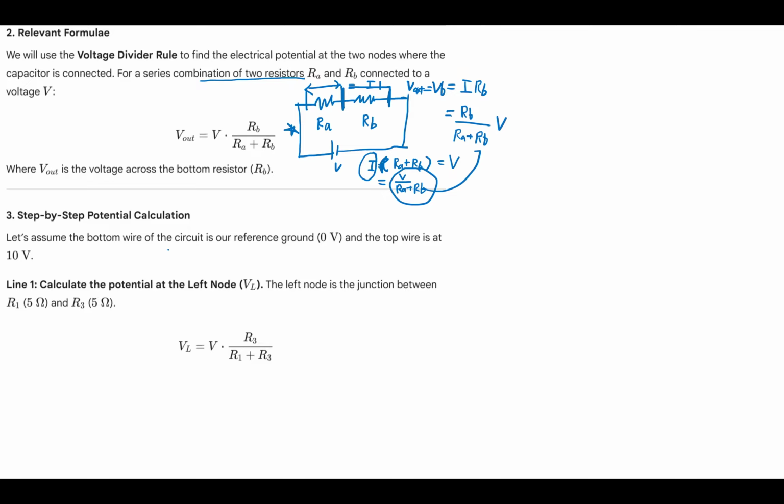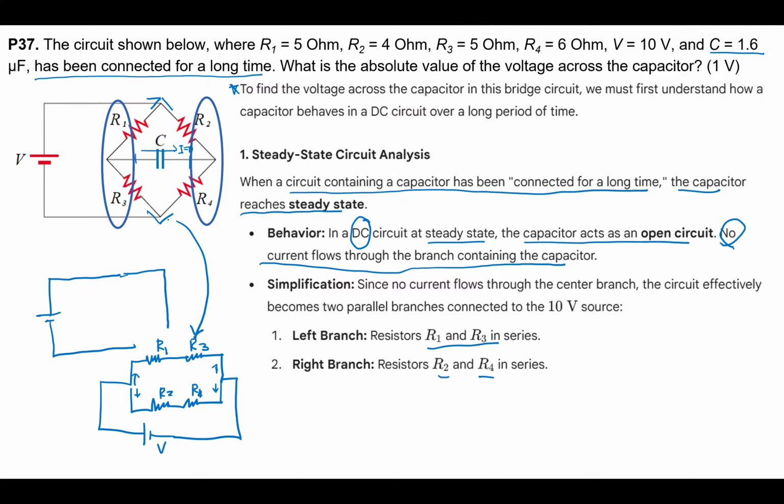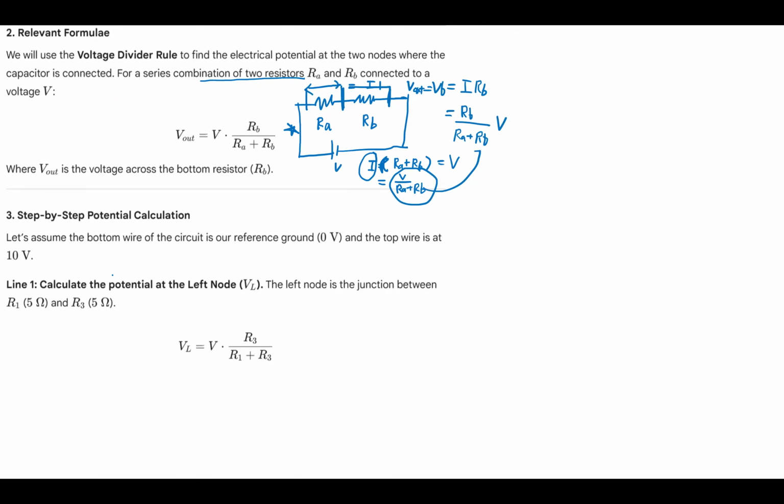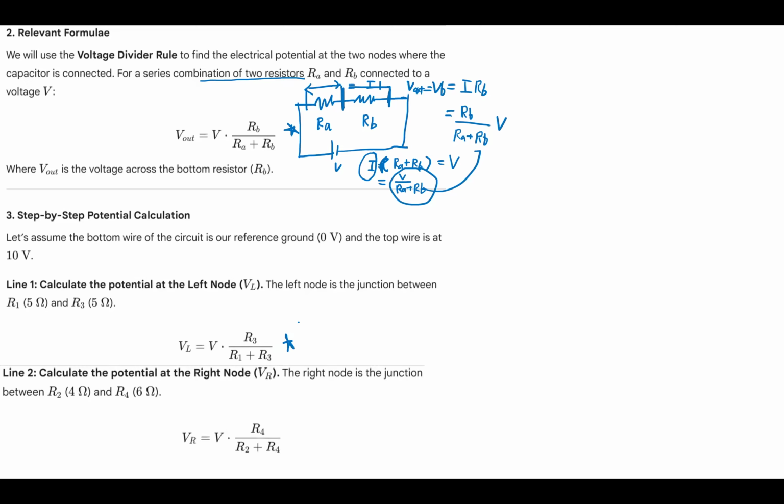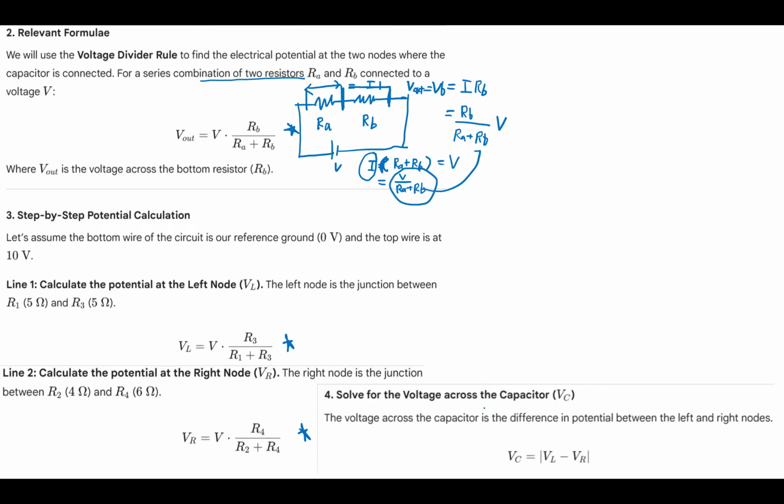Okay, let's assume that the bottom wire of the circuit is our reference ground. Okay, bottom is 0 volts. And the left node is the junction between R1 and R3, and this is given by this formula. And the right node is given by this formula, okay? And then the voltage across the capacitor is given by this one, okay?